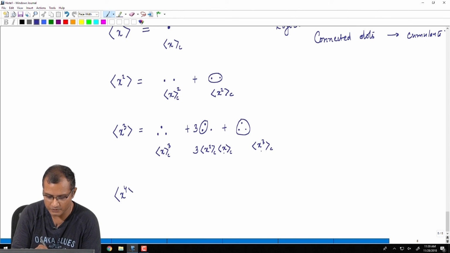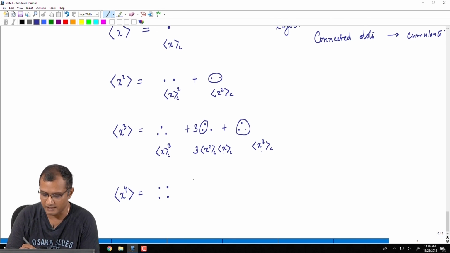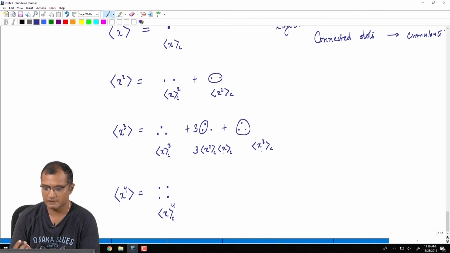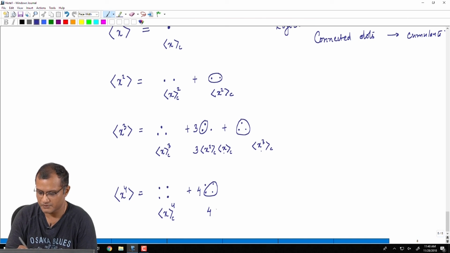Similarly, for the fourth moment I need 4 dots. Now, how many ways can you arrange 4 dots? Well, you can leave all of them free or disconnected. So, this would be the first moment to the power 4, but the moment is also a cumulant, so you put the fourth power of the first cumulant. I can connect 3 of them and leave the fourth one, and there are precisely 4 ways of doing it. So, this is 4 times the first cumulant into the third cumulant.